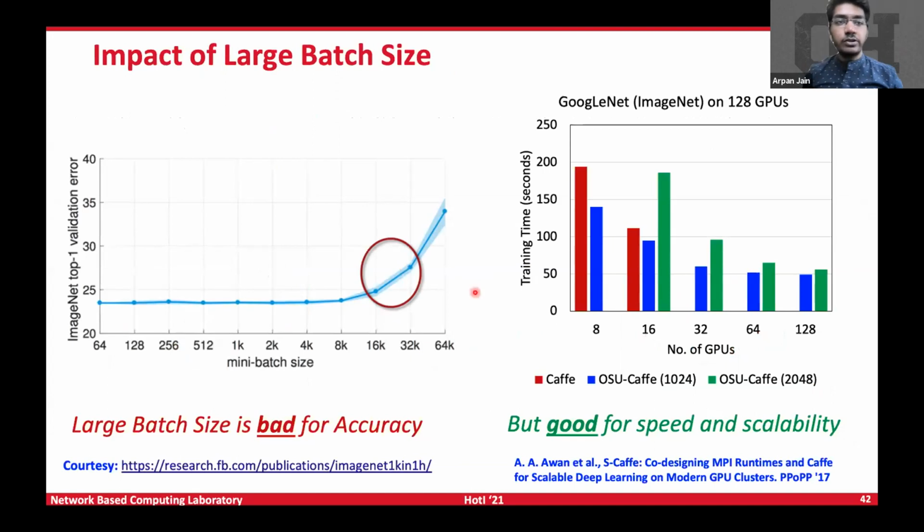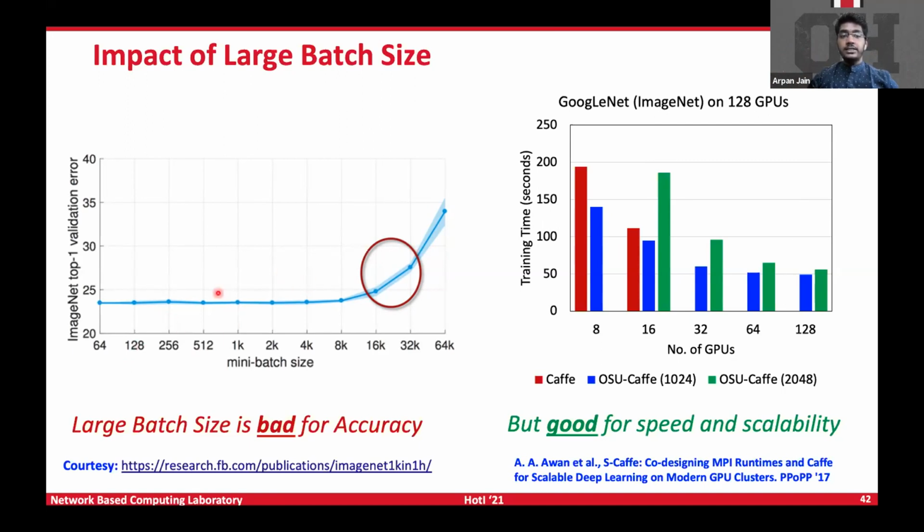Okay, so let me get back to the problem of large batch size. In the community, we are seeing people working on large batch sizes. The reason is that when you are doing distributed training, the batch size increases. When you double the GPUs, you also double the batch size. So that is why we are seeing a lot of effort going into large batch size training. Why? Let me tell you.